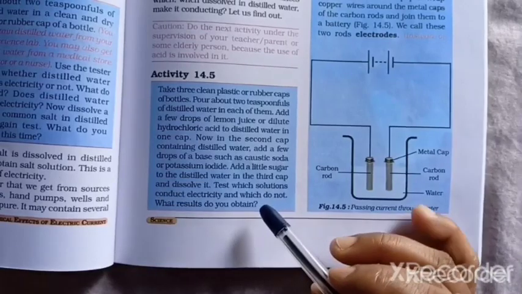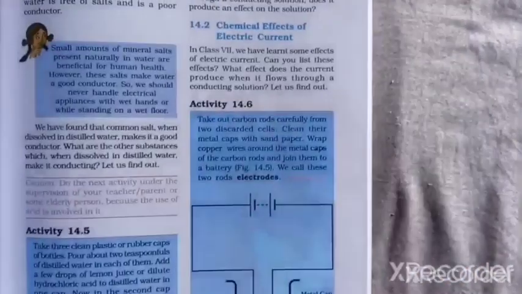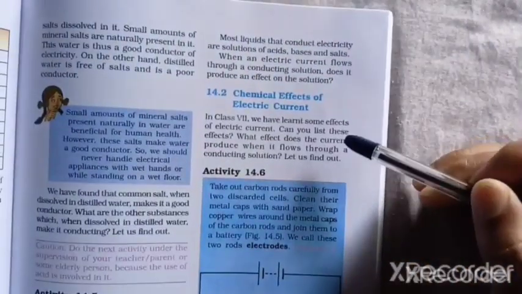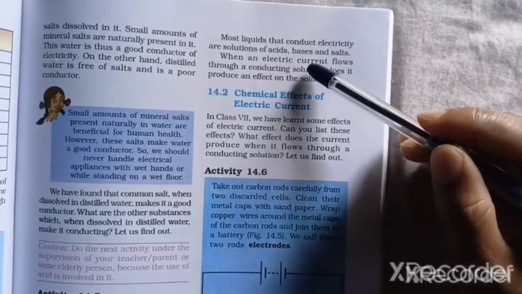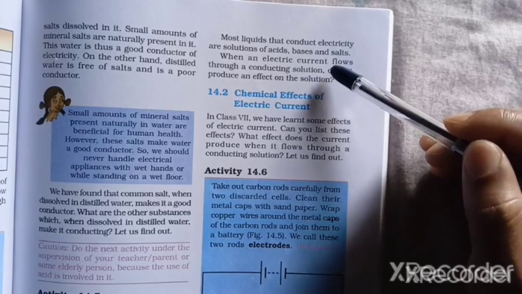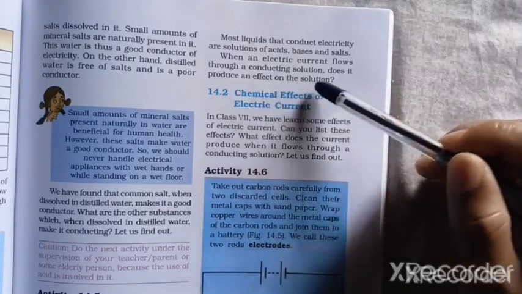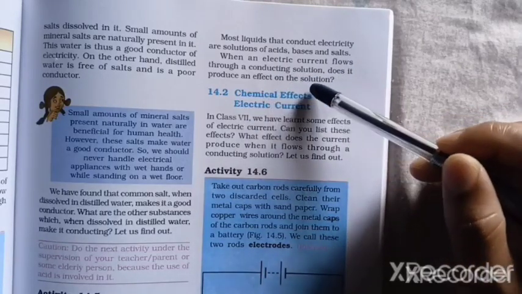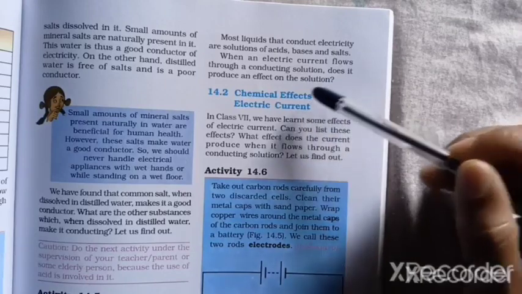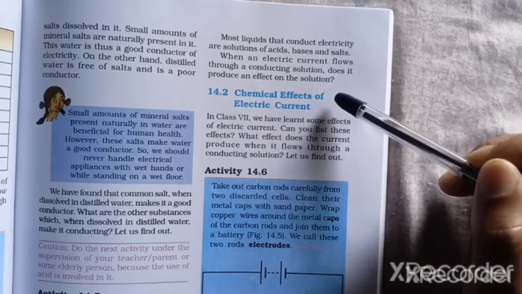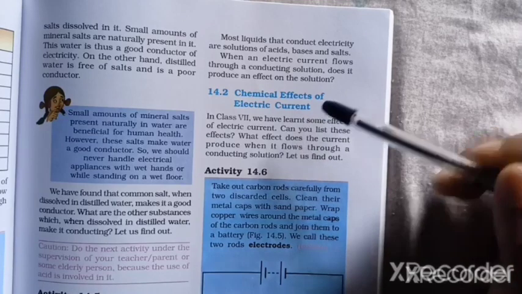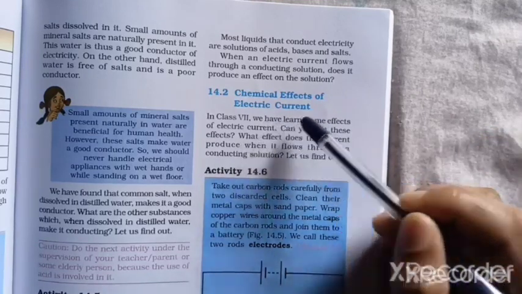So in this case we can see that most liquids that conduct electricity are solutions of acids, bases and salts. When an electric current flows through a conducting solution, does it produce an effect on the solution? Let's see the chemical effects of electric current.